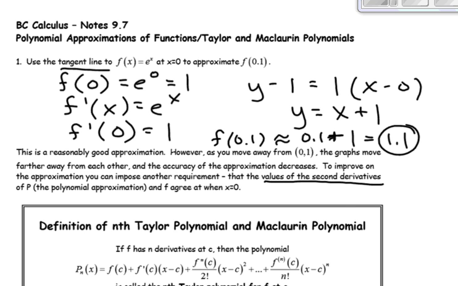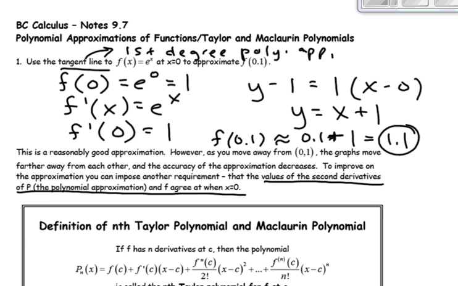All right, so what we can do is actually better this approximation by making the values of the second derivatives of the polynomial approximation agree at that center, x equals 0. Let me go back and say that the tangent line is what we're now going to call a first degree polynomial approximation.